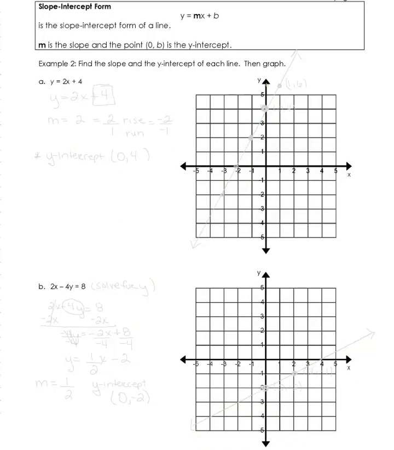Alright, so slope-intercept form. Y is equal to mx plus b is the slope-intercept form of a line. M is the slope and the point (0, b) is the y-intercept. Whenever you have an equation solved for y, you can use this format by identifying the slope and identifying the y-intercept. We talked about the slope last week.